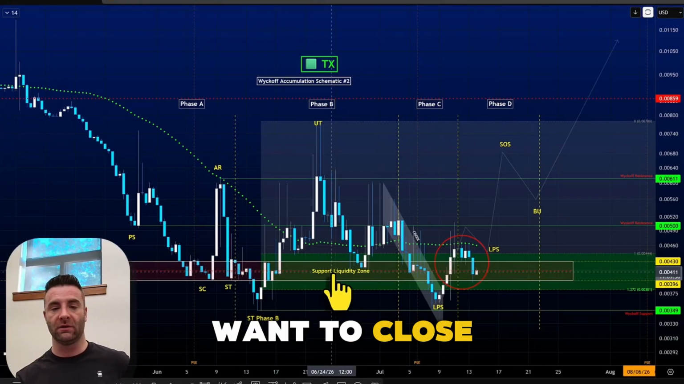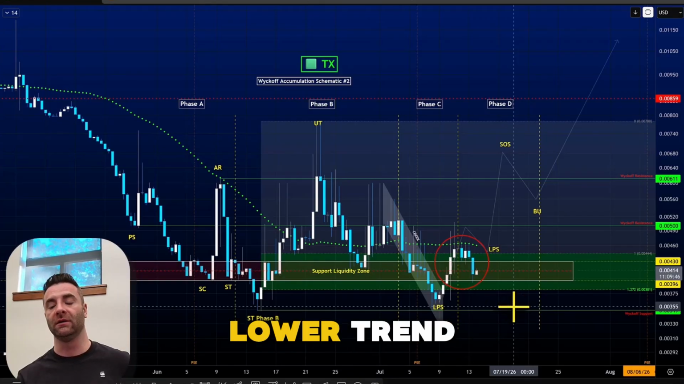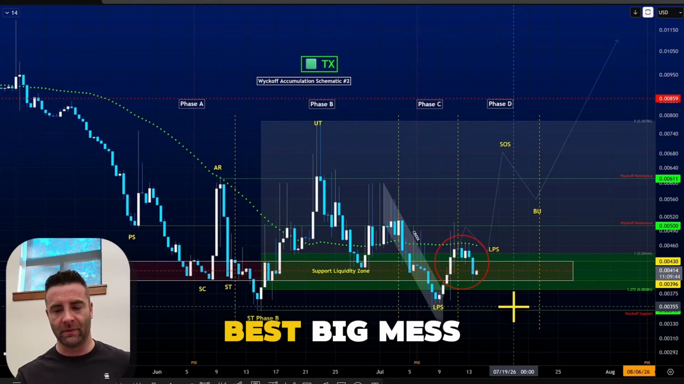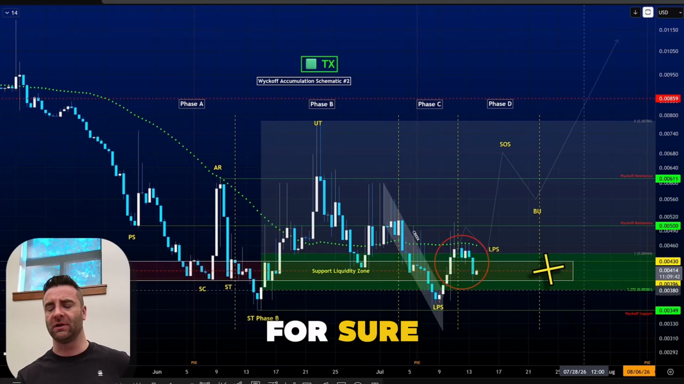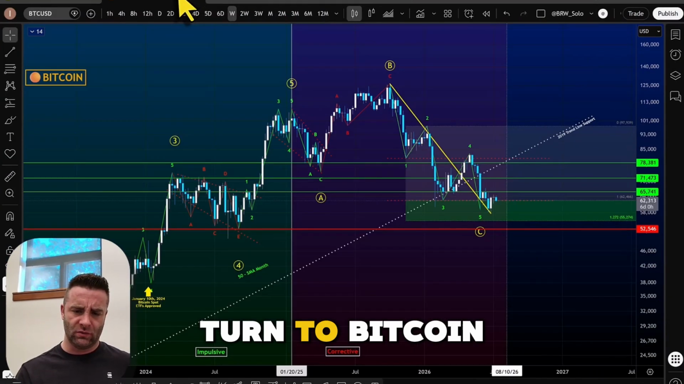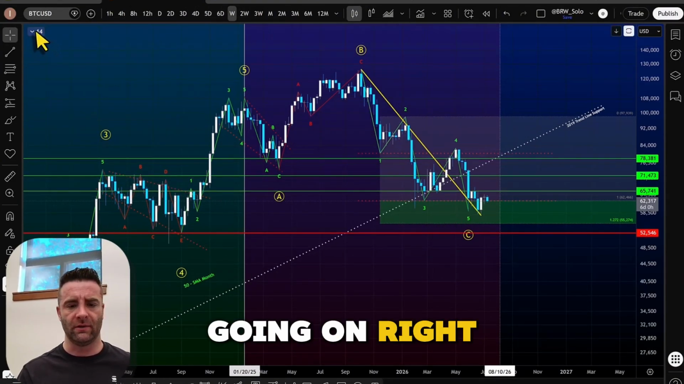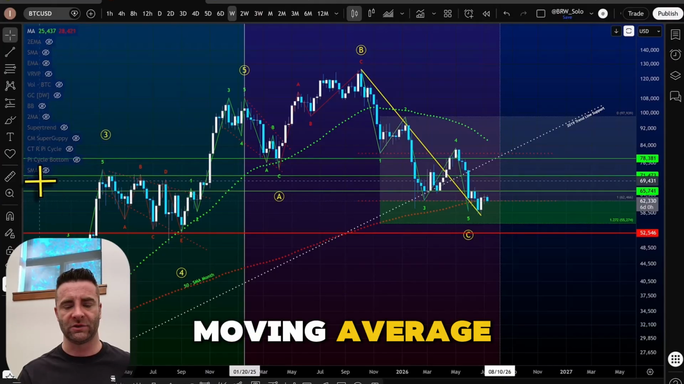We do not want to close any candle structures below, because if we do, we're going to start creating a lower trend. It will be a big mess for sure. So anyways, let's turn to Bitcoin for a second, and let me just show you what I see going on right now. I'm going to turn on a moving average.